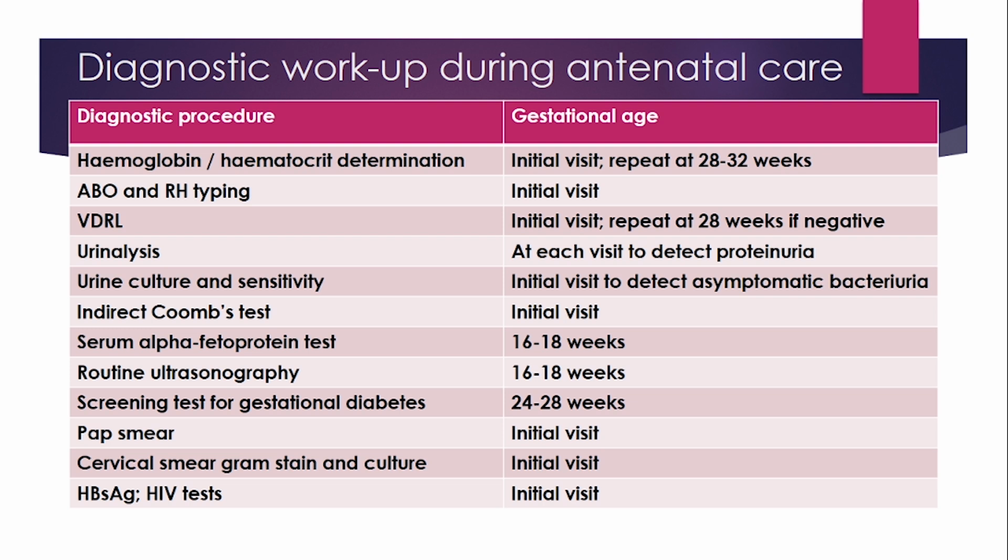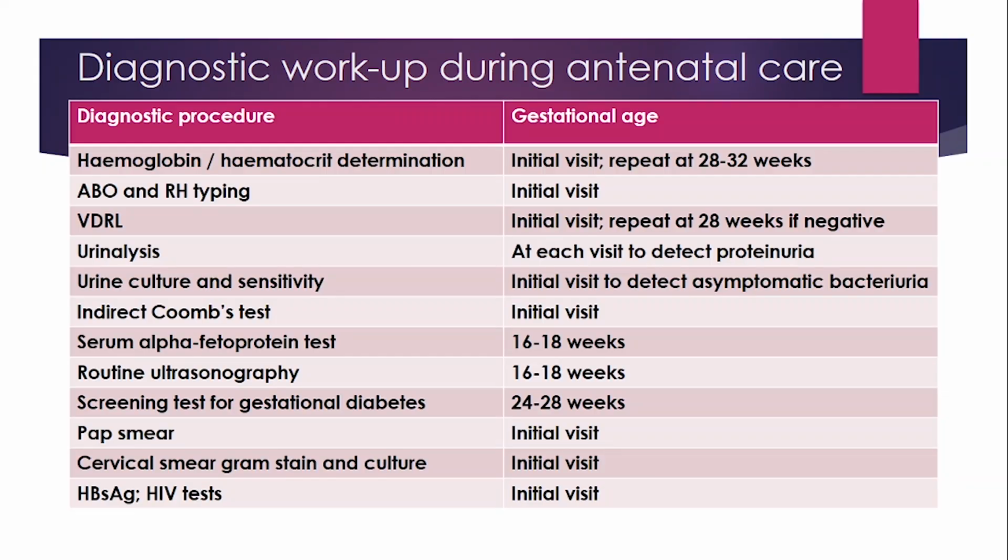Then, urine culture and sensitivity may also be done during the initial visit to detect asymptomatic bacteriuria. Some of them have asymptomatic bacteriuria, which may also predispose them to anemia in pregnancy, and it may also even cause abortion, spontaneous abortion. It may also cause recurrent urinary tract infection in pregnancy. It may cause preterm delivery and all that. And that is why it's also recommended at the initial visit.